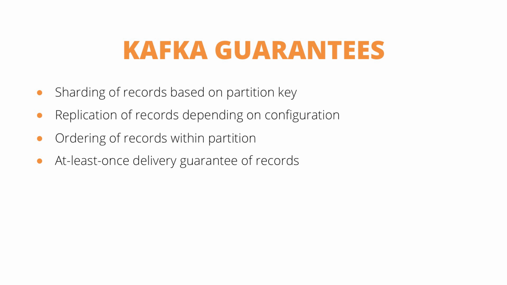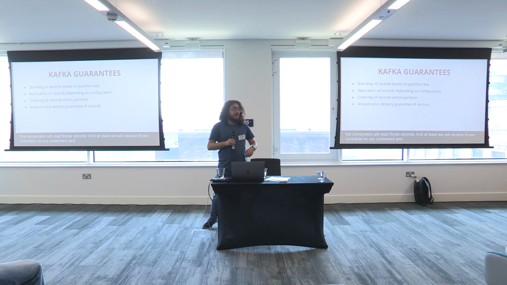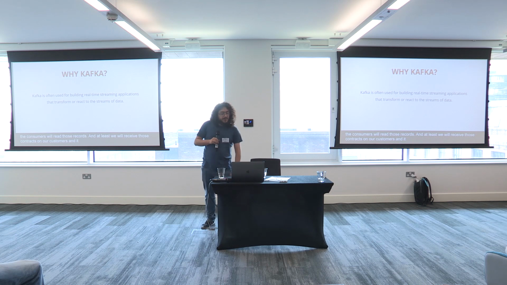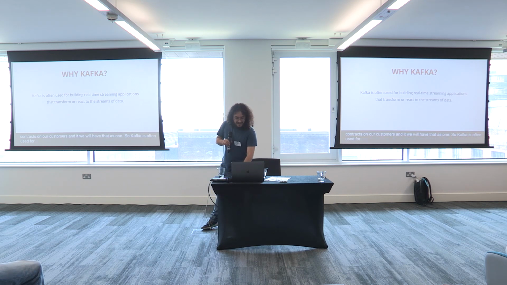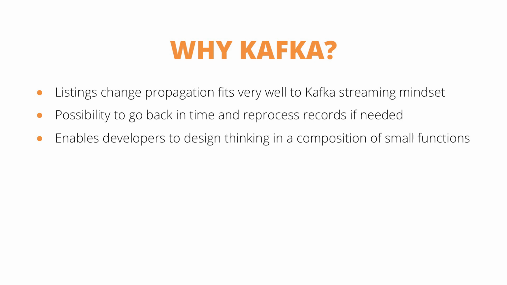At least once means that we can have duplicates, but we will at least receive the message once, but more than once. So Kafka is often used for real-time streaming applications, and what we are building right now is a streaming application. So how listings change and move around our system fits very well on how Kafka works. We can always go back and reprocess the entire topic.